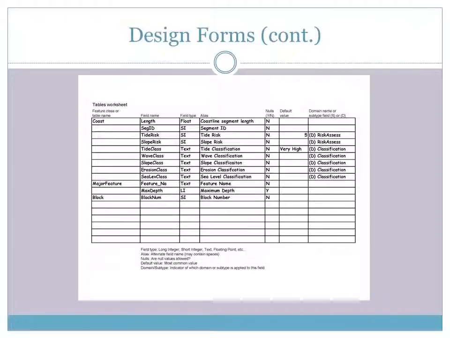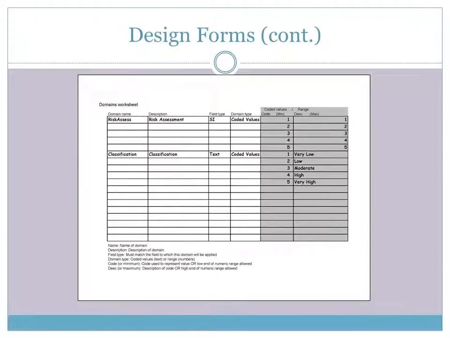The second feature class in this feature dataset is major feature. The major feature class contains 2 attributes for feature name and maximum depth. The third feature class is the blocks, which contains 1 attribute for block number.